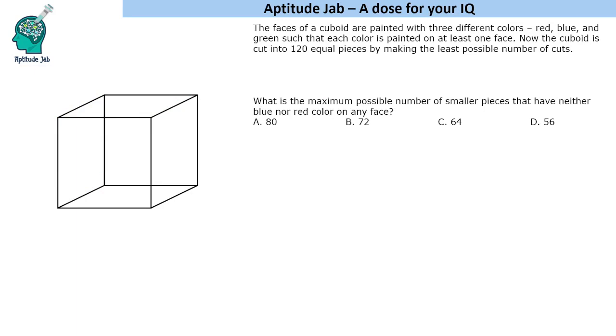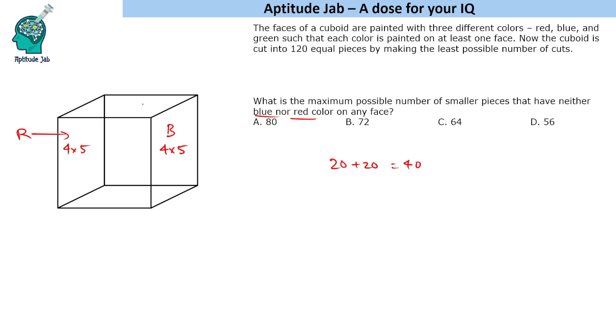Next question. What is the maximum possible number of smaller pieces that have neither blue nor red on any face? It is like the previous question only. It says maximum number of pieces that have neither blue nor red color on any face. Now what we will do is we will try to give blue or red to the minimum number of pieces so that the maximum will not have any of these colors. So how can we give minimum blue? Like 4 into 5. Let us say this is blue. This face is also 4 into 5. Let us say this is red. Okay. So the minimum pieces that can have blue or red color is 20 plus 20, 40.